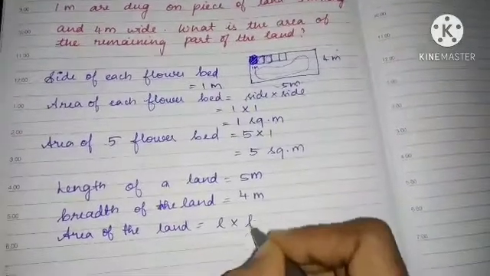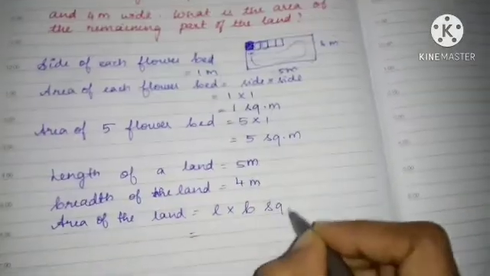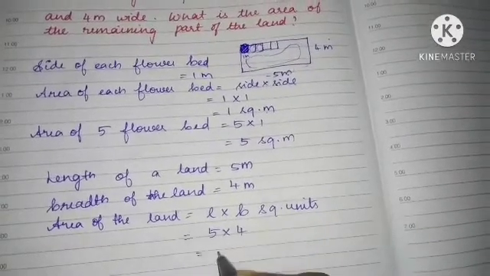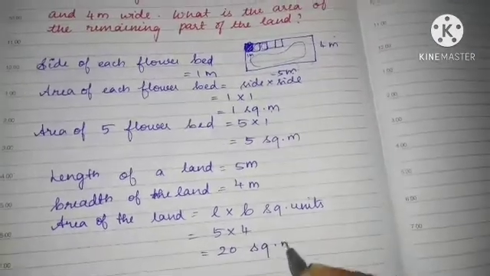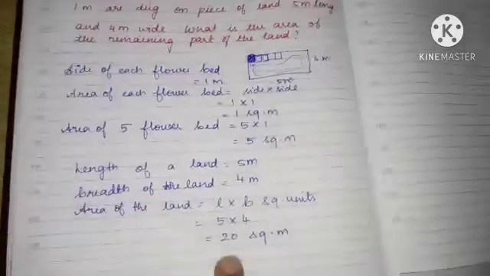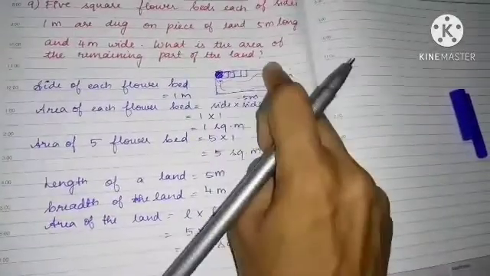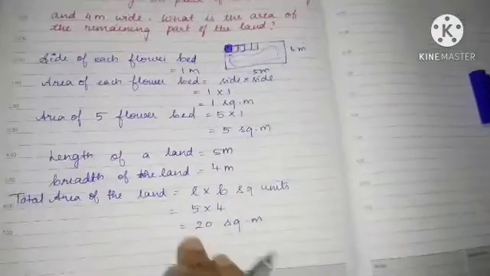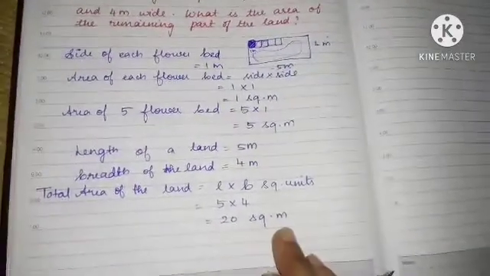So the area of the land is equal to length into breadth square units. What is the length here? 5 into 4. 5 4s are 20 square meter. So the area of the land is 20 square meter. We can write, total area of the land is 20 square meter.